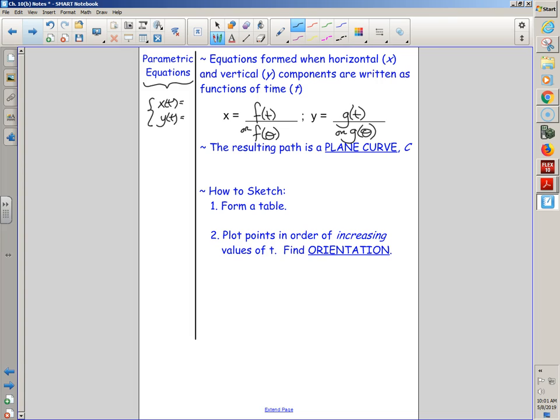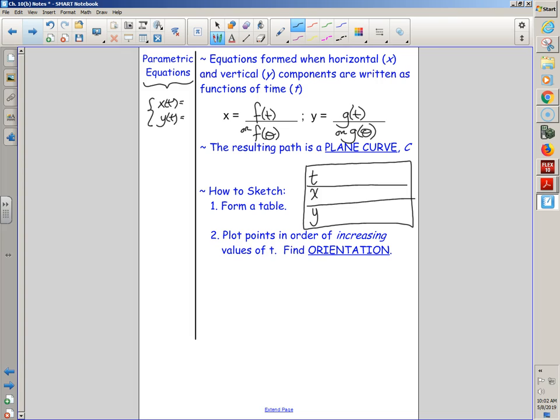So here's how we do a table, because everything is just a little bit different now. Everything's just a little bit extra because we have this extra variable. Instead of just x's and y's, we actually have to start with t's. T is my independent variable. Both x and y depend on it. So we're going to make a table.